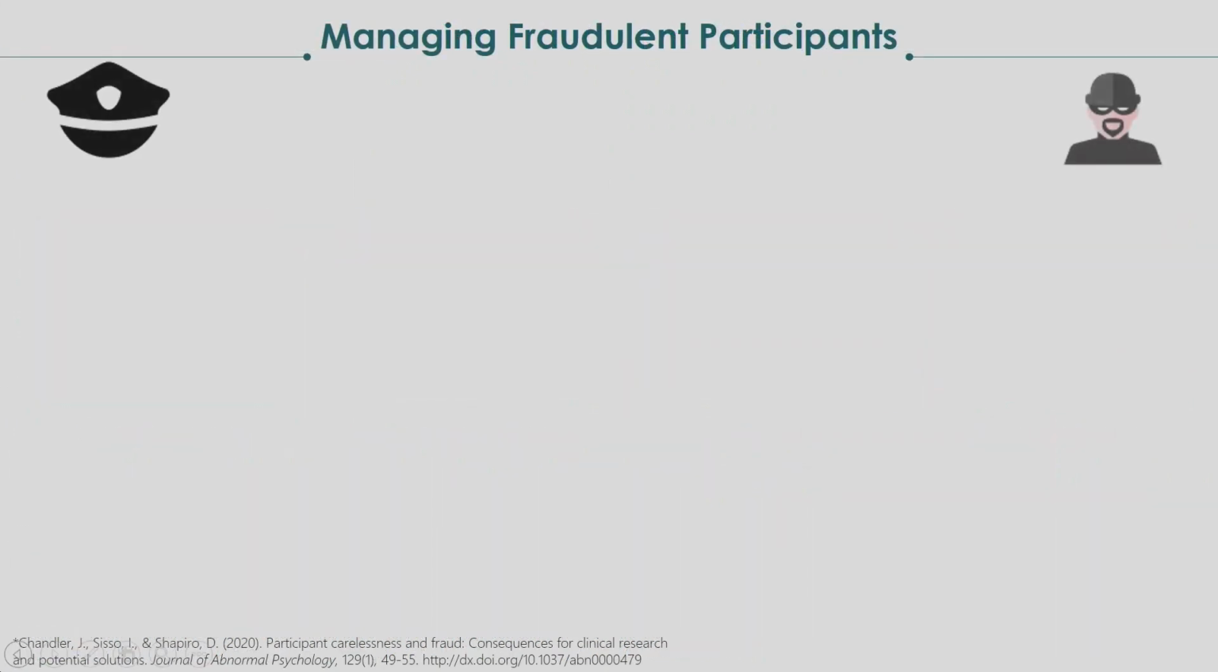Alright, so fortunately, there are ways to reduce fraudulent research participants from getting into your study. Of course, there's never a foolproof way to remove all of them, but you can reduce the amount that get into your study. So the first thing is to monitor IP addresses. You can block IP addresses from submitting multiple surveys. So really you have them submit it once and that's it.